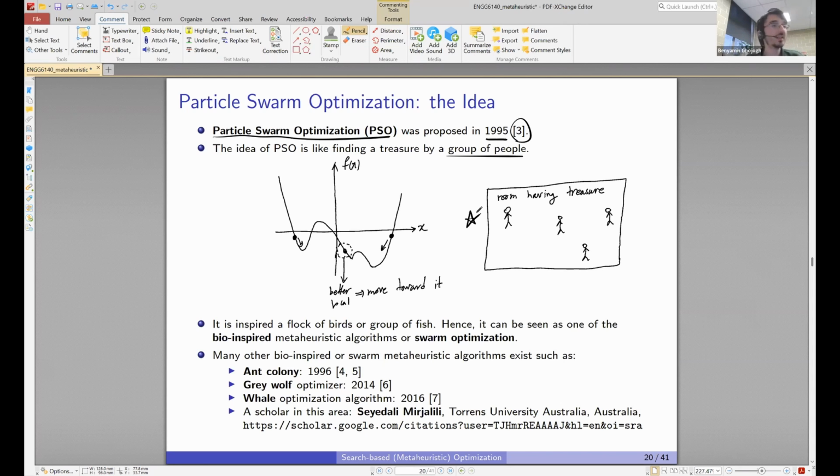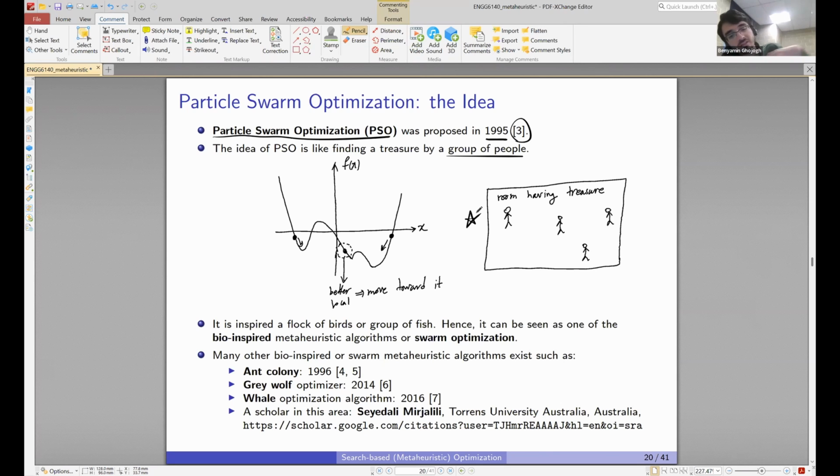For example, I say I have found gold around me, which is good. Someone says, I have found mud, which is not much good. Someone says, I have found diamond. Then we say, okay, let's all of us move a bit toward the diamond person because diamond is our global best. However, we also consider our local best, each of us too.